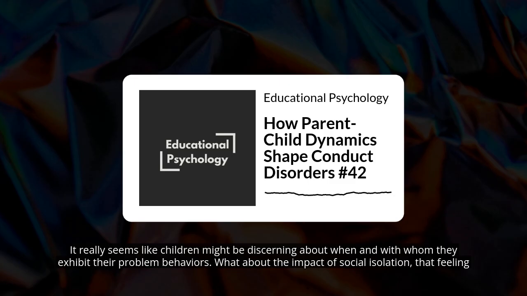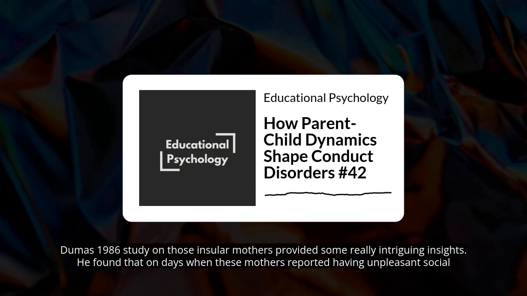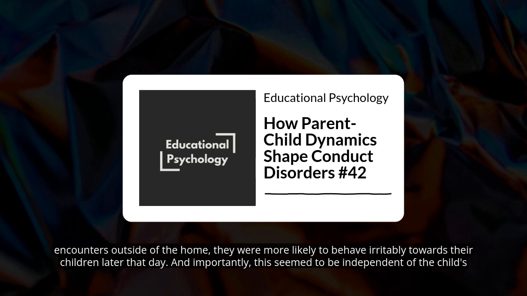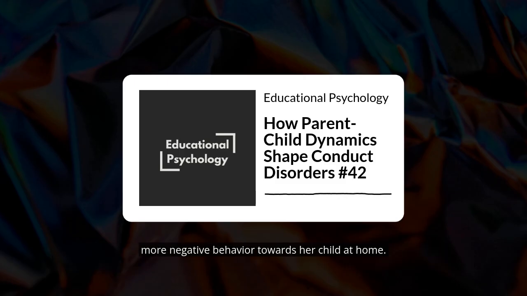What about the impact of social isolation, that feeling of being insular on these direct interactions at home? Dumas' 1986 study on those insular mothers provided some really intriguing insights. He found that on days when these mothers reported having unpleasant social encounters outside of the home, they were more likely to behave irritably towards their children later that day. And importantly, this seemed to be independent of the child's behavior at the time. This offers more direct evidence for the idea that stress experienced by the mother in her external social interactions can directly translate into more negative behavior towards her child at home.